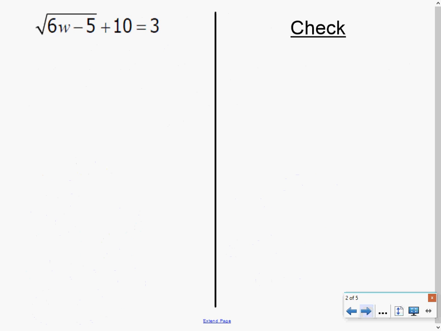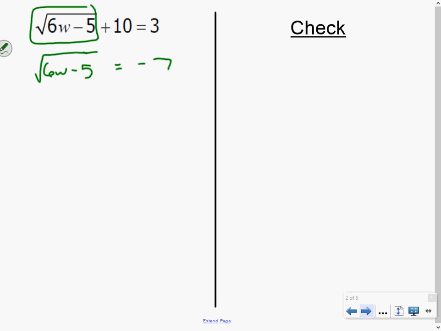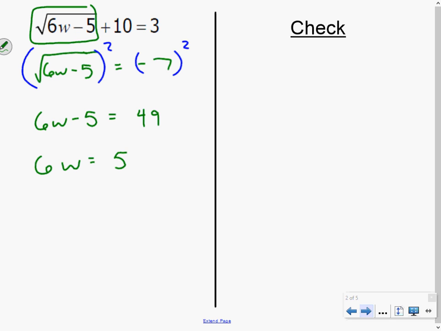So let's look at another one a little more complicated. So again, we're going to start by isolating our radical. In this case, that just means we have to subtract 10 from both sides. Okay, so now to cancel out that square root, we have to square each side. So that gives us 6w minus 5 equal to 49. And now we're just solving a basic equation. Let's add 5 to both sides and then divide by 6. So we get w equals 9.